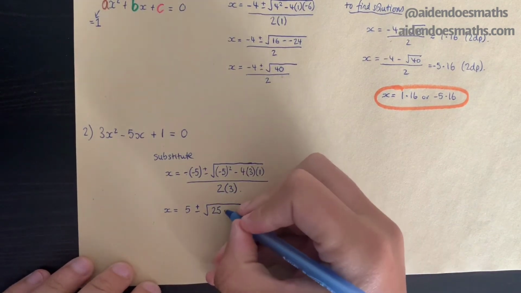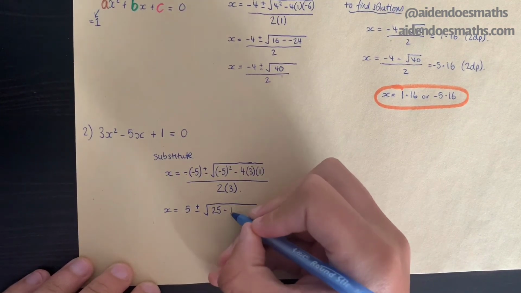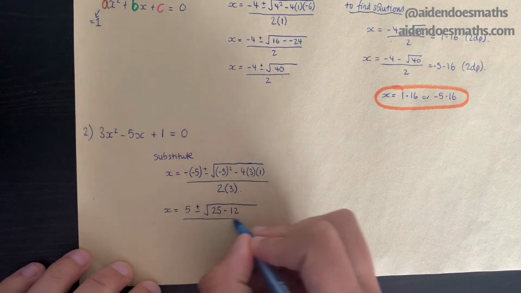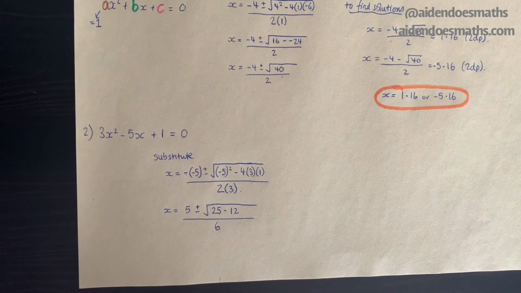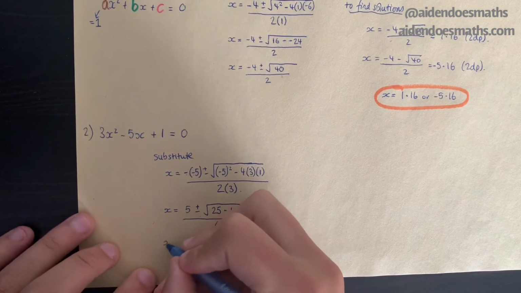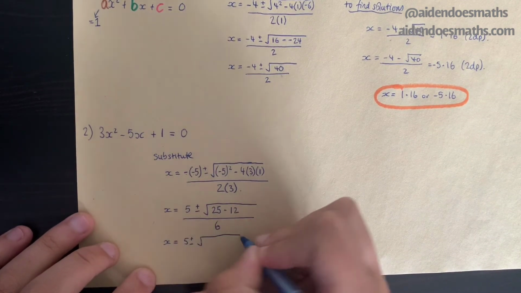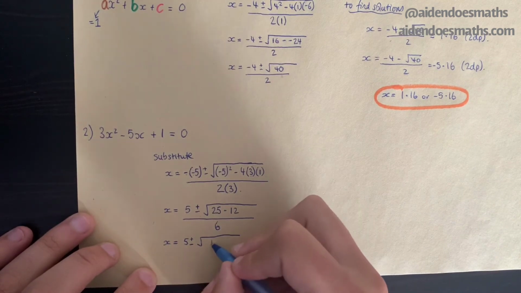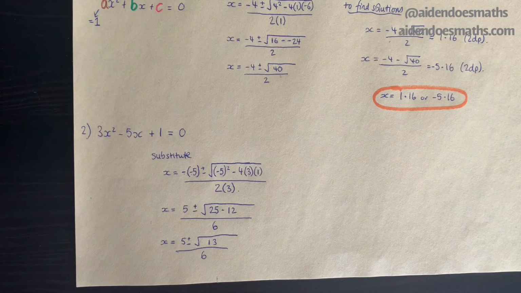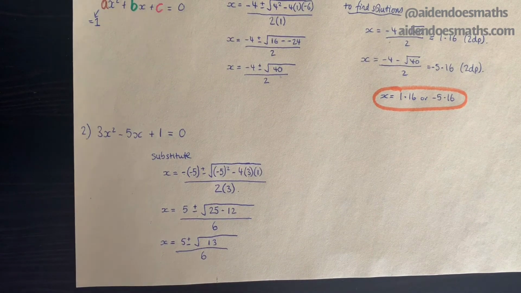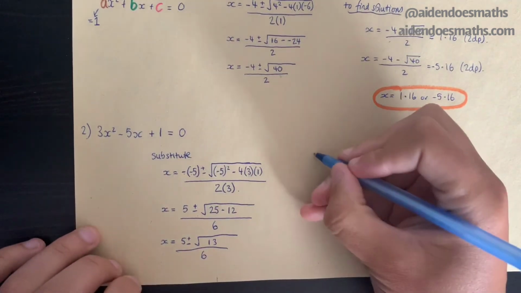Take away 4 lots of 3 gives us 12. 12 times 1, still 12. And 2 times 3 gives us 6 on our denominator. And our last simplify, we're just going to do that square root. 25 take away 12 gives us 13. All over 6. You notice this time we don't really want to do anything else because 6 doesn't go into 5 or into 13. So again, avoid that temptation to go any further.